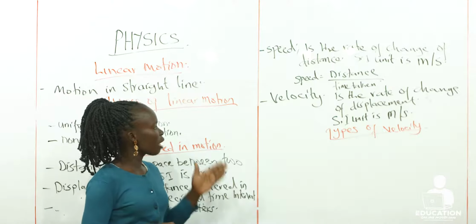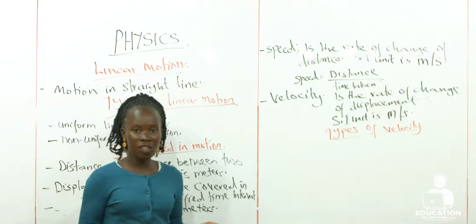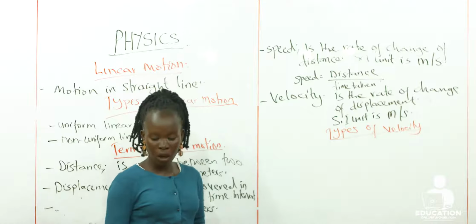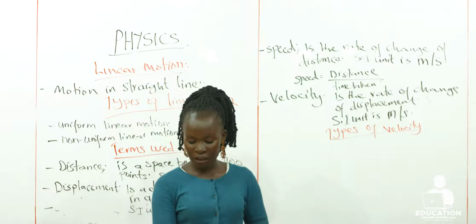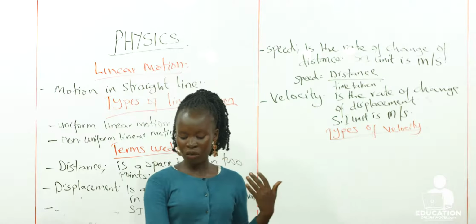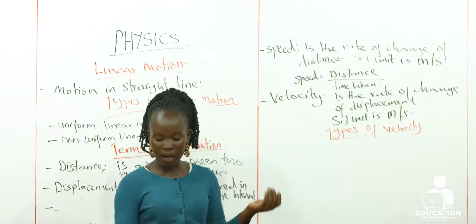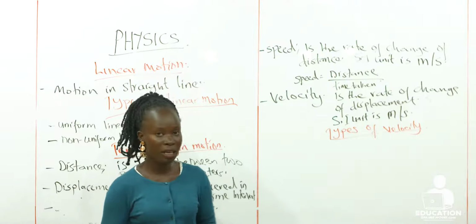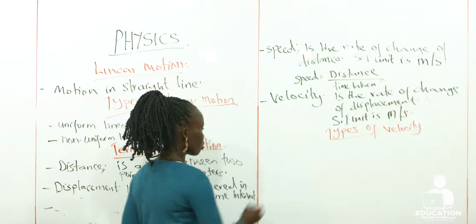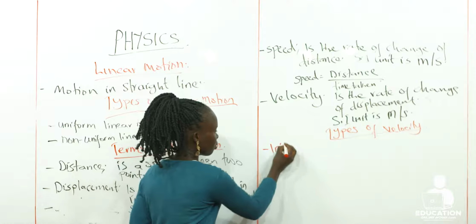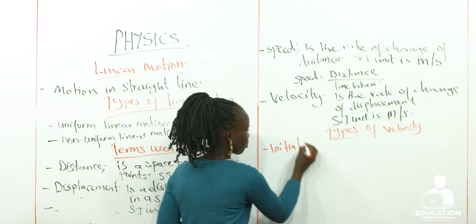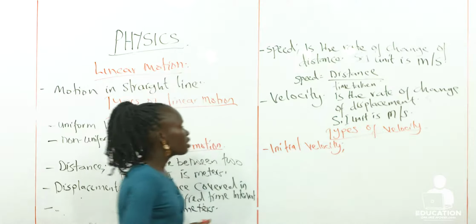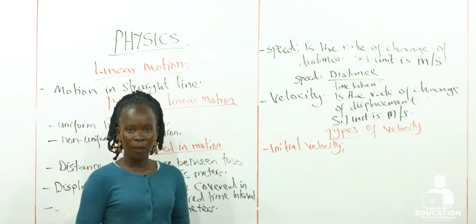Velocity has types: we have the initial velocity, we have the final velocity, we have things like the average velocity. So we have so many of these. There is non-uniform and there is uniform velocity. But let's take one at a time. Let's look at the initial velocity. What is this initial velocity?